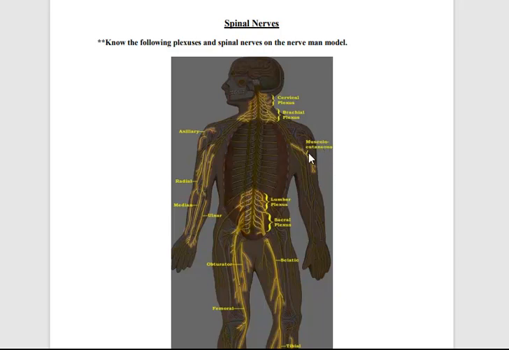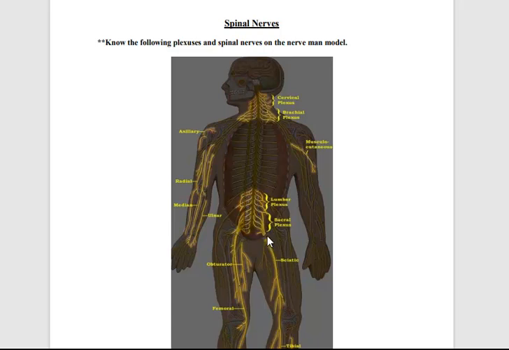And then the ulnar is going to be closer to the little finger. And the musculocutaneous, all right, musculo is muscle, cutaneous is skin. So this one's going to come out this way. Here is the lumbar plexus. So if you remember the various types of vertebra, we had the cervical, right there, and then the lumbar, and there's the sacral plexus right there.